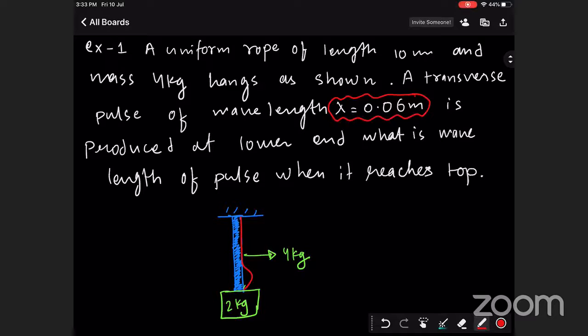The wavelength will get changed. So what is the new wavelength? I want to give you a hint here. Speed is equal to wavelength into frequency. This is the hint. And the velocity of the pulse is given by the square root of tension divided by mu, where mu is mass per unit length.